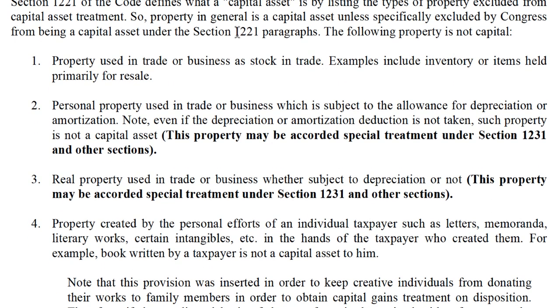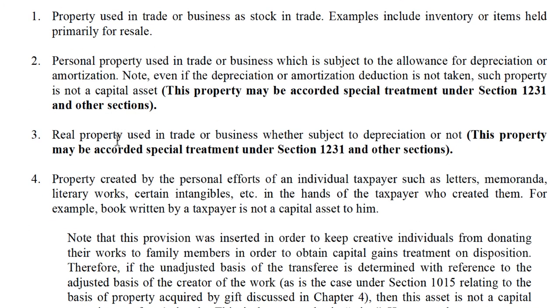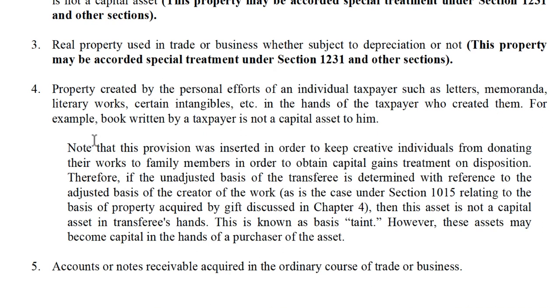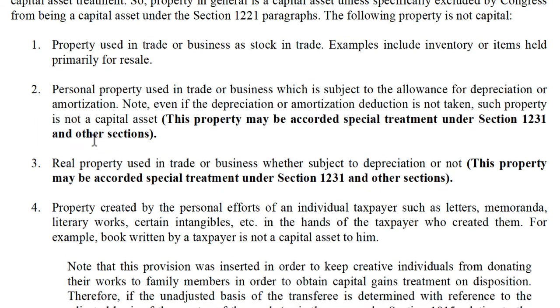So the first is inventory. Number 2 and number 3 are property used in trade or business. Number 2 is personal property used in trade or business that's subject to depreciation or amortization. And number 3 is any real property used in trade or business. So that captures a lot of the assets out there in the market. Number 4 is an interesting one. It's basically copyrights that are created by the individual. If you buy the copyright, that's a capital asset. But if you create the copyright, it is not a capital asset. And finally, the last one is accounts receivable or notes receivable. So these items are not considered capital assets under Section 1221.